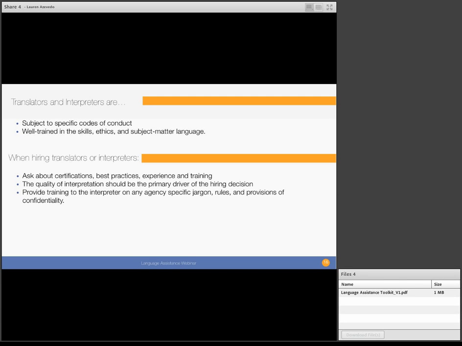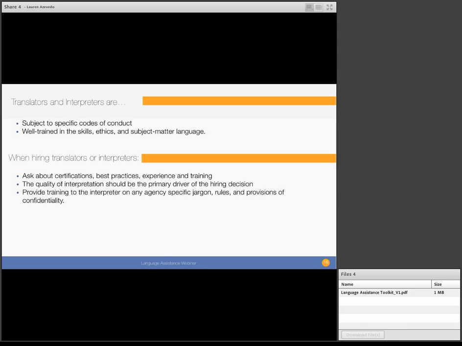So is it ever okay to use staff members as interpreters if you have bilingual staff? Well, it's always preferable to use professional interpreters if possible. It's more objective, more professional. It separates the different types of roles that a person has. But if you have bilingual staff, there are times when it is appropriate for them to do that.